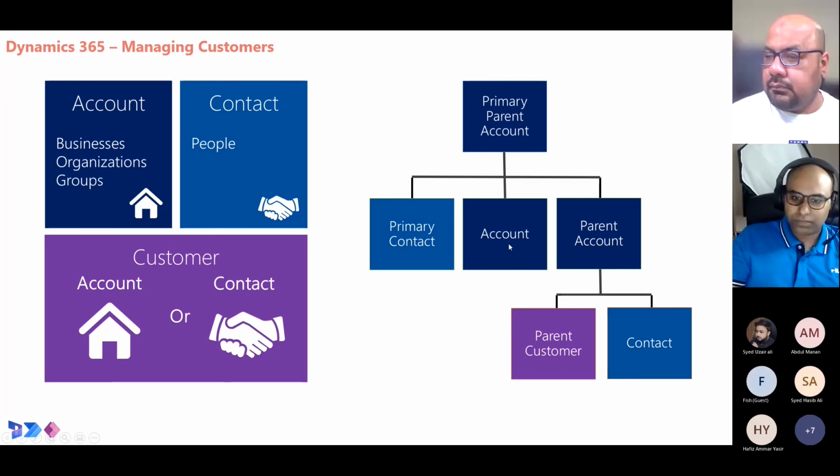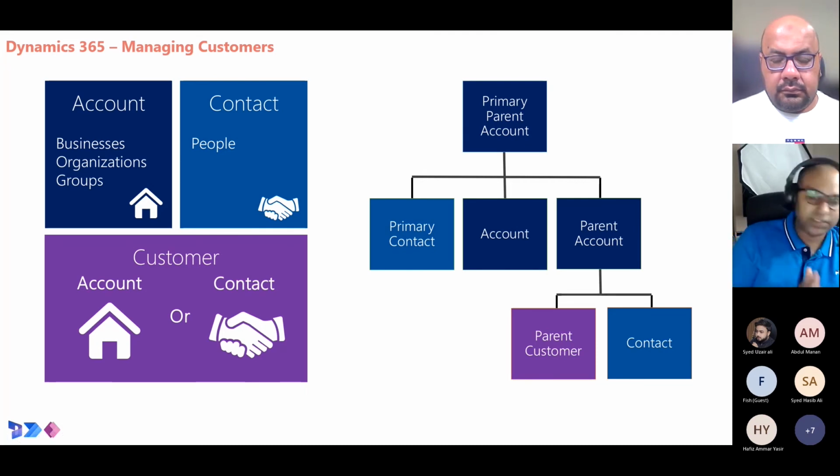So the account on the second row has a parent. And this hierarchy has no limit. This can go like anything. I will show you in the system also, just in a minute.